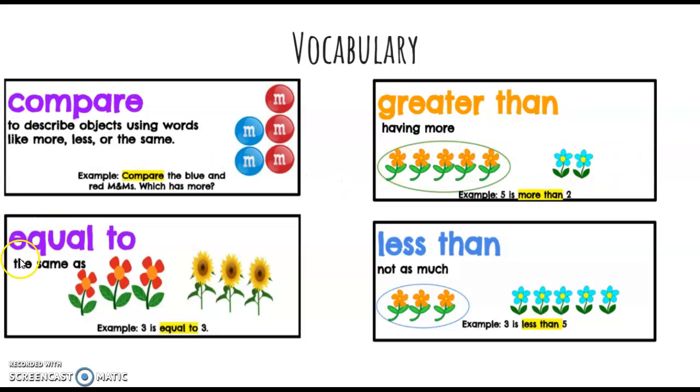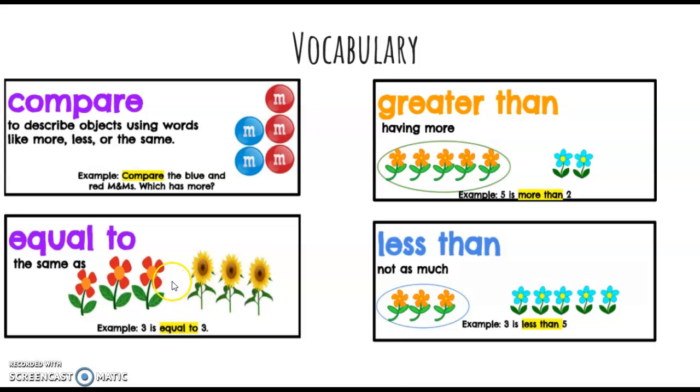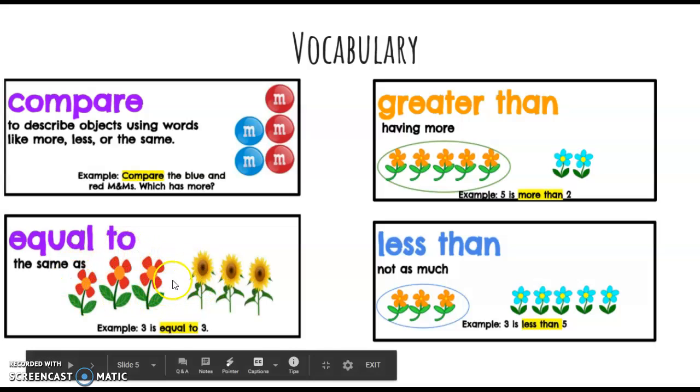Now let's look at equal to. Equal to means the same as. So if you look here, we're just looking at the objects. We can see that there are 3 red flowers and 3 yellow flowers. So they have the same amount. So when we're just looking at the objects, we can say the red flowers are equal to the yellow flowers.